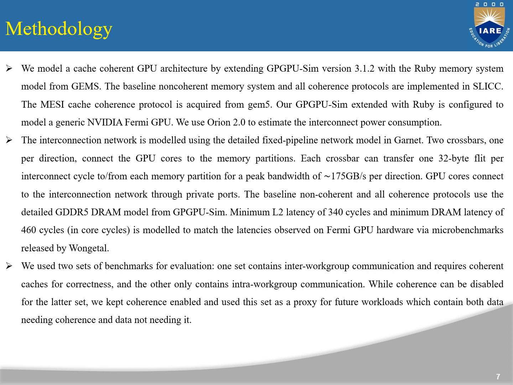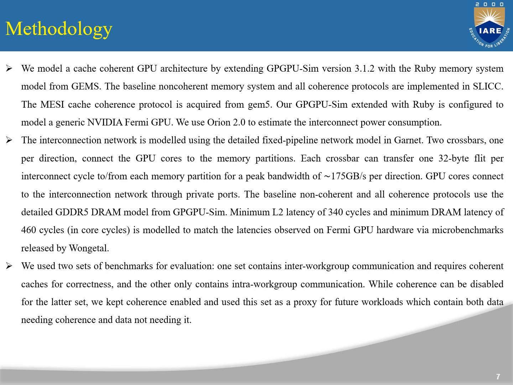Methodology. We model a cache-coherent GPU architecture by extending GPGPU-Sim version 3.1.2 with the Ruby memory system model from GEMS. The baseline non-coherent memory system and all coherence protocols are implemented in SLICC. The MESI cache coherence protocol is acquired from gem5. Our GPGPU-Sim extended with Ruby is configured to model a generic NVIDIA Fermi GPU. We use Orion 2.0 to estimate the interconnect power consumption. The interconnection network is modeled using the detailed fixed-pipeline network model in GARNET.